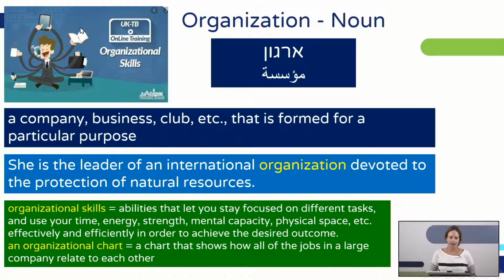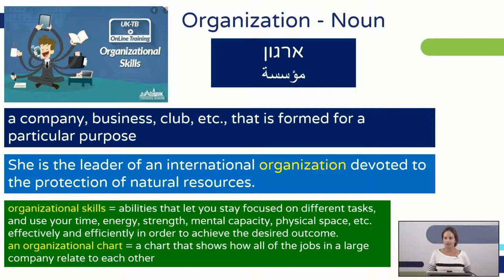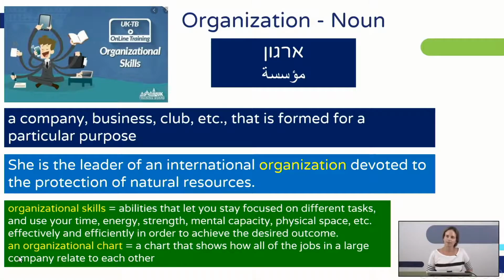Now you're probably wondering why I chose this picture, so I'm going to tell you right now. Because here we have this thing called organizational skills. So organizational skills are abilities that let you stay focused on different tasks and use your time, energy, strength, mental capacity, physical space, etc. effectively and efficiently in order to achieve the desired outcome. So you see in this picture, you have this guy who has got great organizational skills. He's able to do everything and time it correctly, so that he gets everything done. Okay? Now you also have something called an organizational chart. An organizational chart is a chart that shows how all of the jobs in a large company relate to one another.